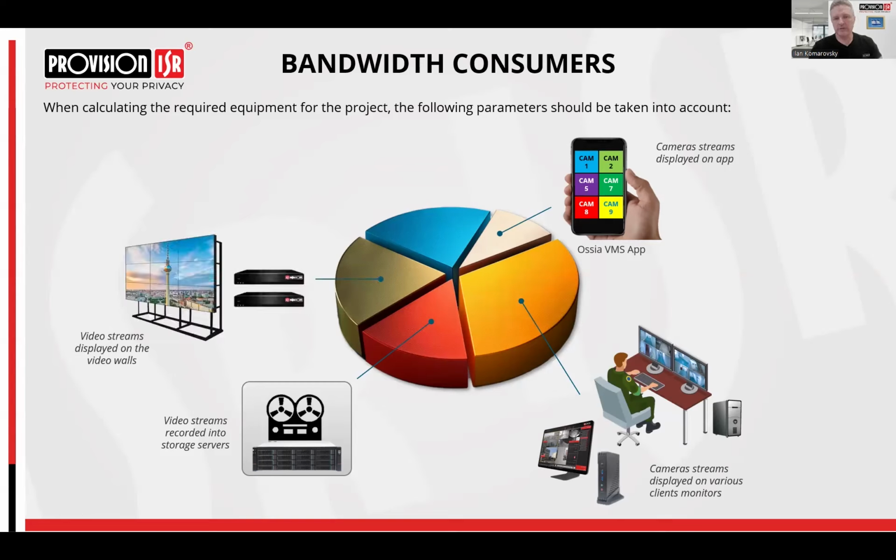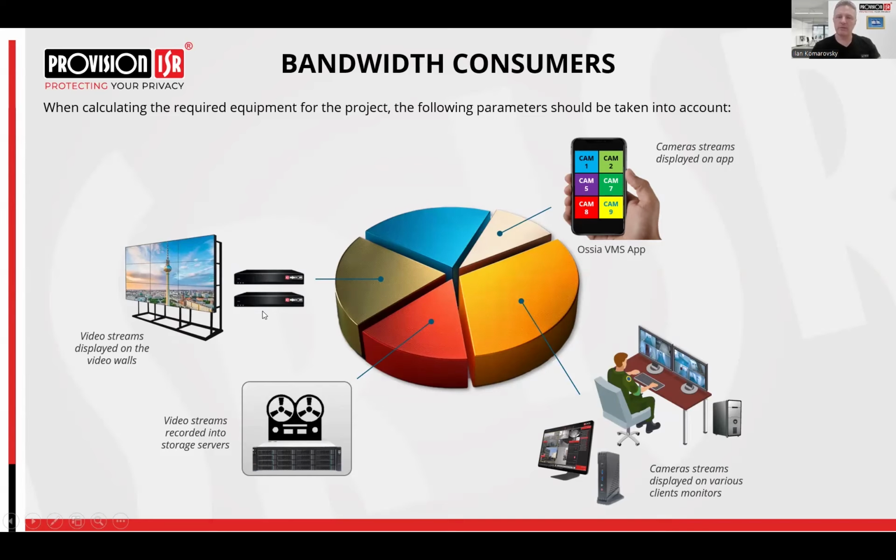The fourth one is a video wall. The same logic like the other ones, like the app and the client. We're talking about some device which is getting a stream from the bandwidth and displaying it on the video wall. So it has another cost.